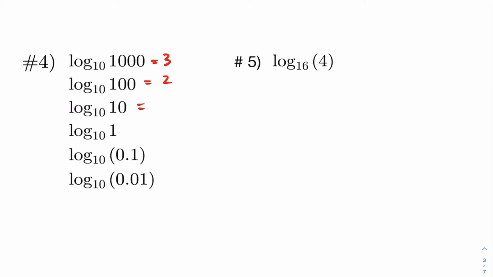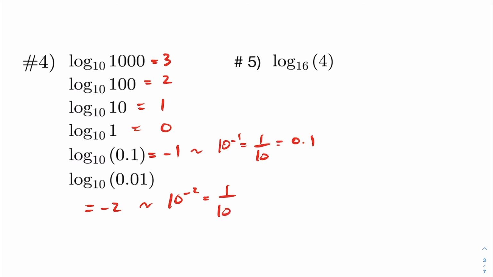What do you have to raise 10 to get 10? That's going to be 10 to the power of 1. What do you have to raise 10 to get 1? That's going to be 0. Now, as we move our decimal place to the left, what do you have to raise 10 to get 0.1? And again, the reason why is 10 to the power of negative 1 is 1 over 10, which is 0.1. Likewise, for our last one here, this is going to be negative 2, and the reason for that is 10 to the negative 2 is 1 over 10 squared, which is 1 over 100, which is 0.01.